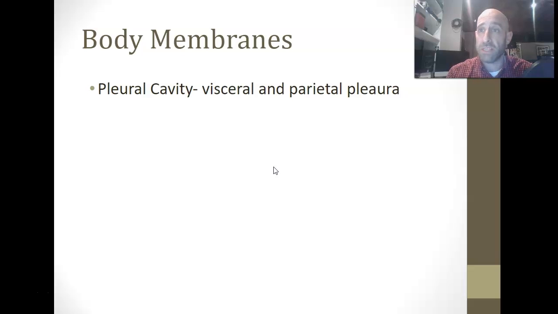So there's three cavities you need to be aware of. The first one is the pleural cavity. And there's two options for naming the membranes in the pleural cavity. So this is going to be your lungs. And that was the example I gave on the slide before this.